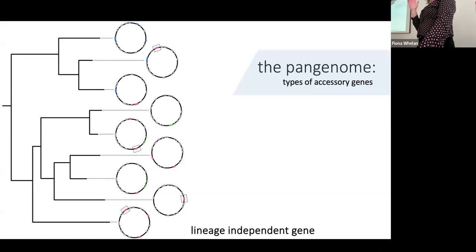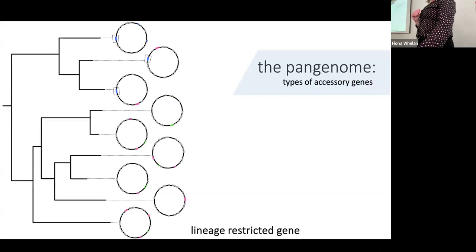Within the accessory genes, so genes that we see in some but not all strains within a pangenome, the lineage independent genes are ones that aren't in a specific lineage, right? Ones like this pink gene that we see across the species phylogeny. That's in comparison to something we would call lineage restricted, like this blue gene that we just see within one clade.